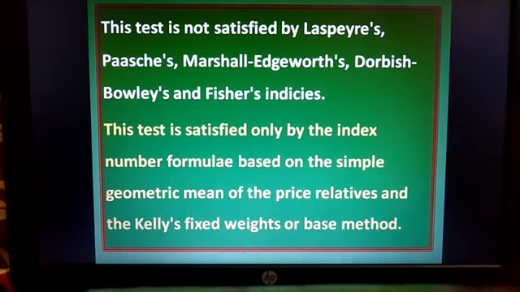These are very important for 1 and 2 mark students. Remember them properly. Right from unit test to time reversal test to factor reversal test, and lastly circular test, which are the index numbers which satisfy all these tests and which are the index numbers which do not satisfy all these tests. All those are very, very important questions for 1 mark and 2 marks.